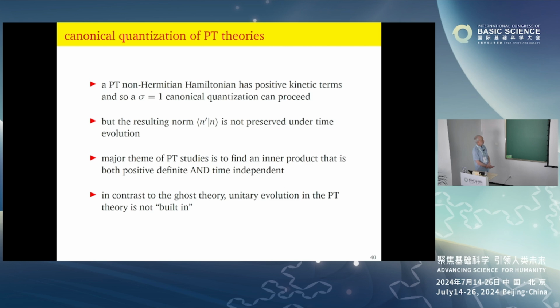It would have positive kinetic terms, and if we just go through with what we're used to doing now, we just choose the sigma equal 1 canonical quantization. So we can do that, but right away you run into a blockage. The norms that come out are just not preserved in time, which is kind of obvious because you don't have a Hermitian Hamiltonian. And a major theme of these studies then is to find an inner product that is both positive definite, which is what I was doing, but at the same time also time independent. So in contrast to the ghost theory, the unitary evolution of the PT theory is not built in as it was in the ghost theory.